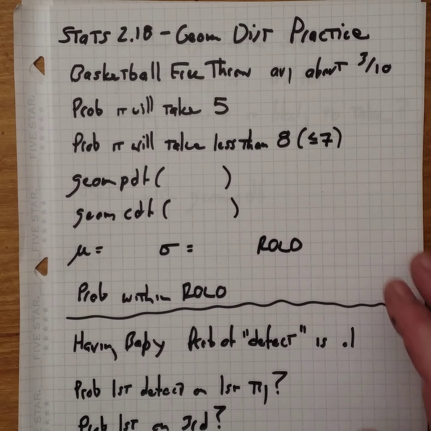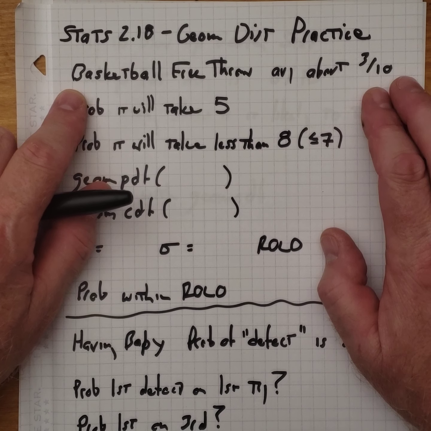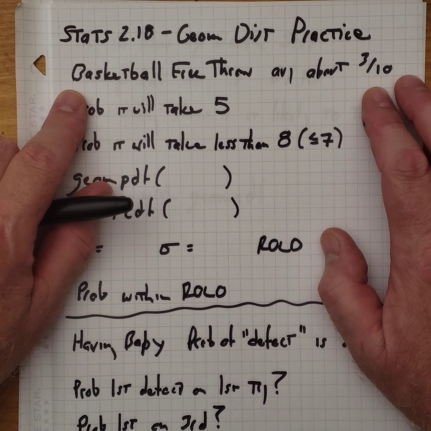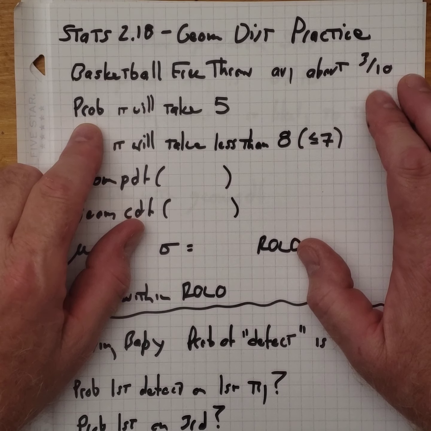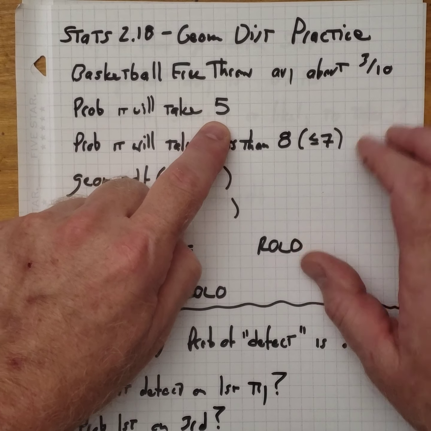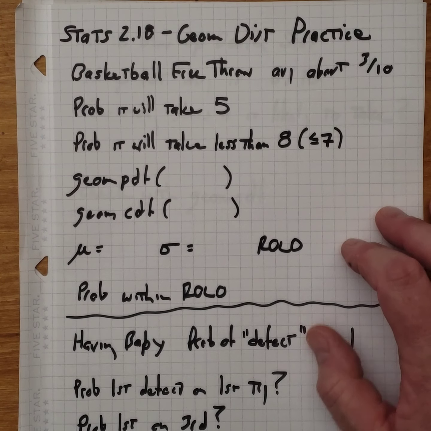So first scenario, suppose when we take a free throw in basketball, we average about 3 out of 10 successes. So for every 10 shots we throw, we make it about 3 times. What's the probability that it will take us 5 shots to get our first basket?